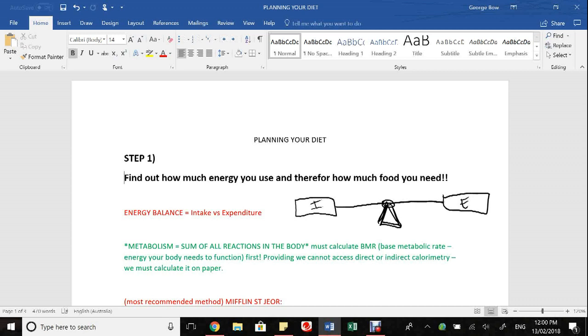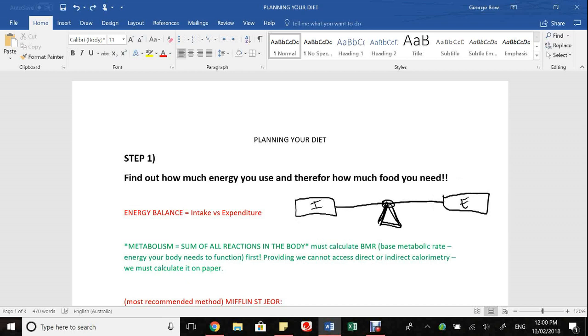Today we are going to be talking about planning our diet, and more specifically calculating how much energy we need during the day based off of how much energy we use during the day. So before we can start calculating on paper, we first need to understand energy balance. As we can see on this little scale here, energy balance is basically the amount of calories, as a unit of energy, being taken in, so food consumed, versus the amount of energy we use, or the calories we burn in a day.